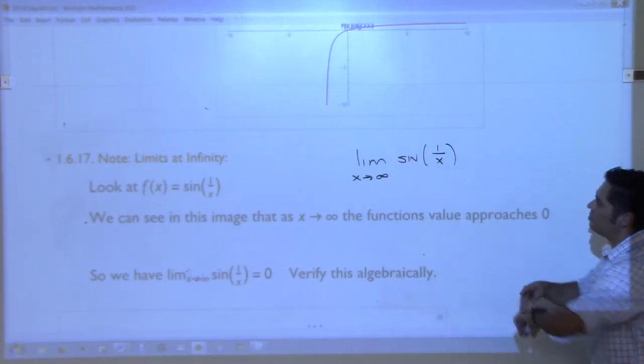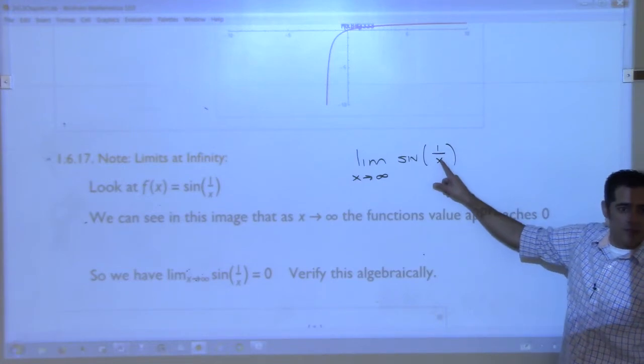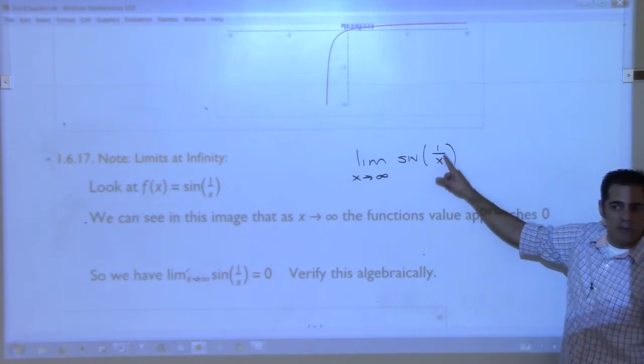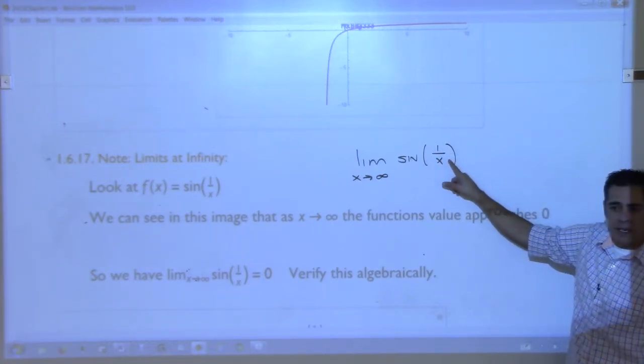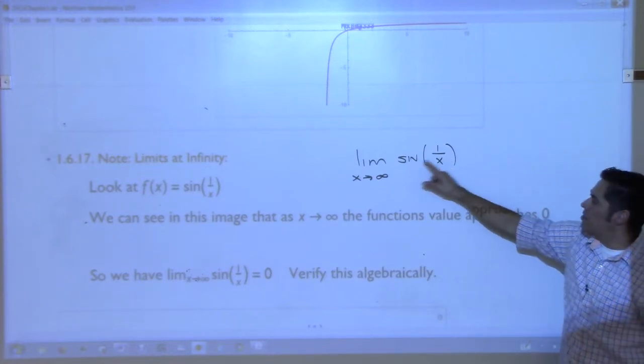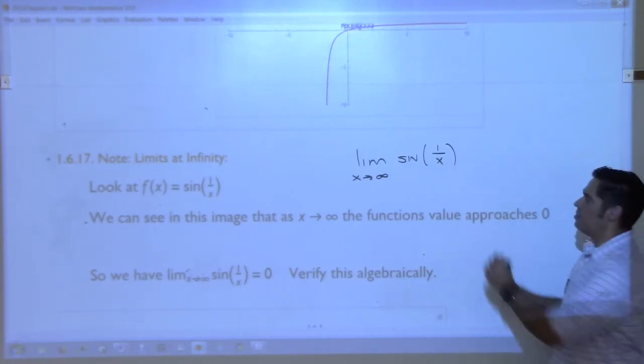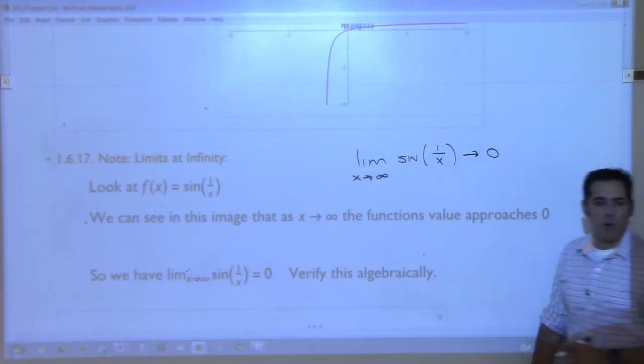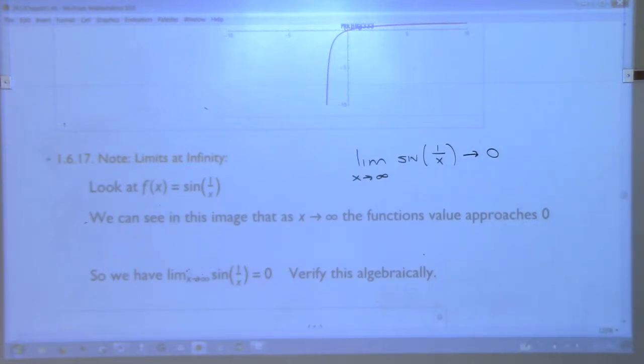That's headed towards, this right here is headed towards 0, isn't it? 1 over x, as x goes to infinity, heads to 0. Sine of 0 is 0. So this should be headed towards 0 and there's no more work to be done. A picture of this.